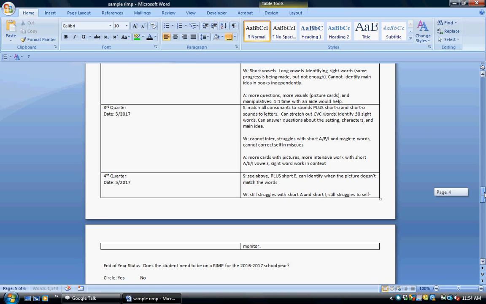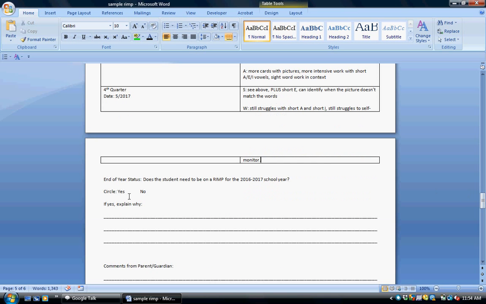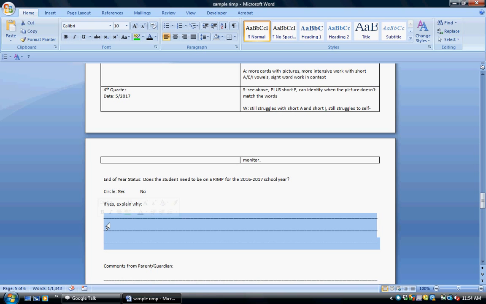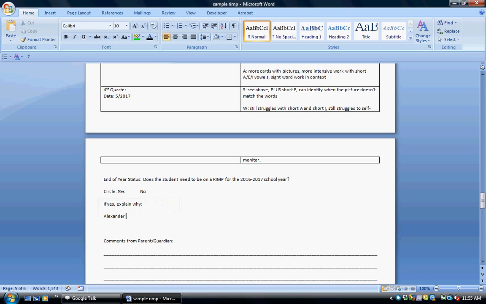So based on all this, you use your professional judgment, and if they're still struggling this hard, I would say yes, they need to be on a RIMP. Alright, and this is where you tell me why. You can't just say, see above, like I did up here. So Alexander has made significant progress in comprehension, fluency, and phonics, but is still struggling with kindergarten level skills.